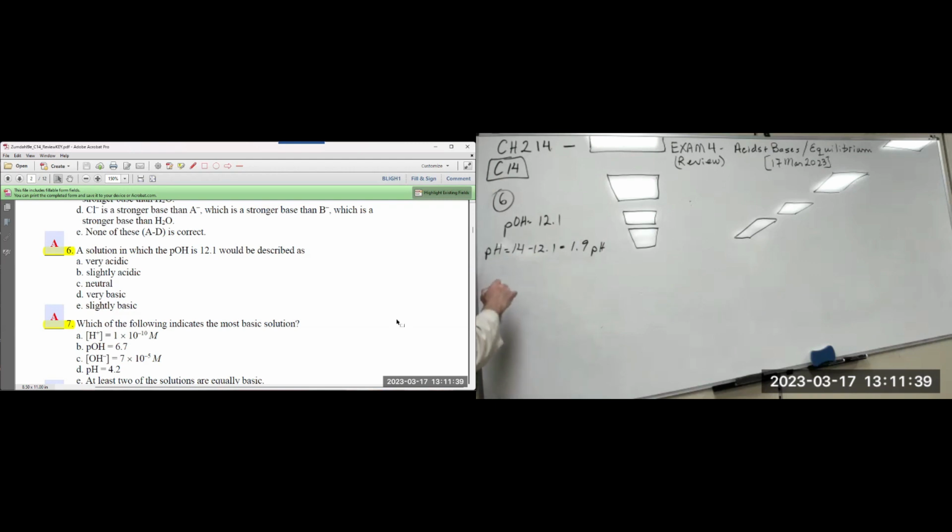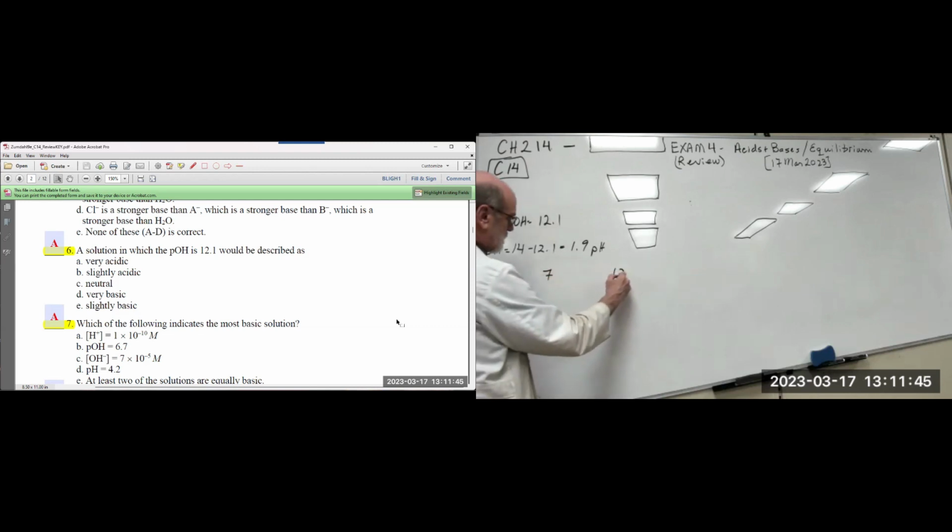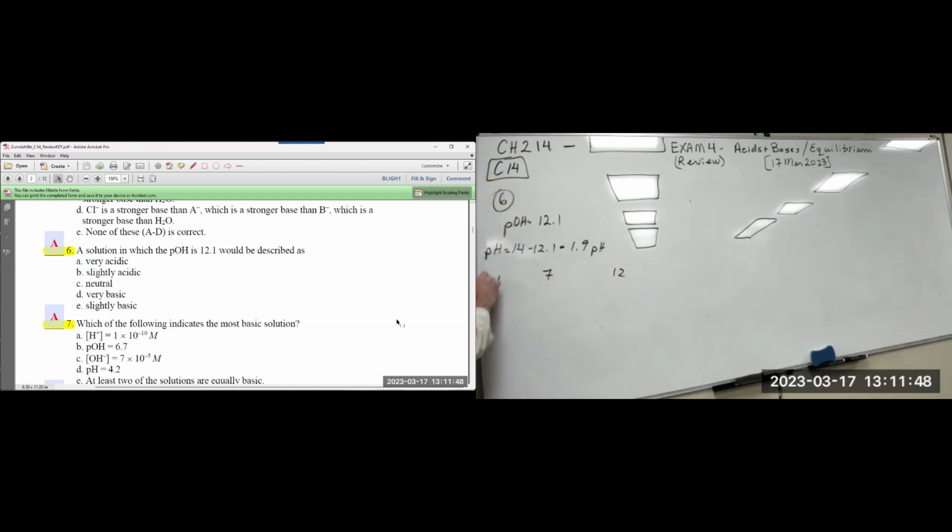The other way to look at it is if the scale is from like this, pH, and this is acidic, and this is basic, then the pOH scale is going to be just the opposite. It's going to be 12 here, 7 there, 1 there. So if pOH is 12, it's very acidic. You can look at it that way too.